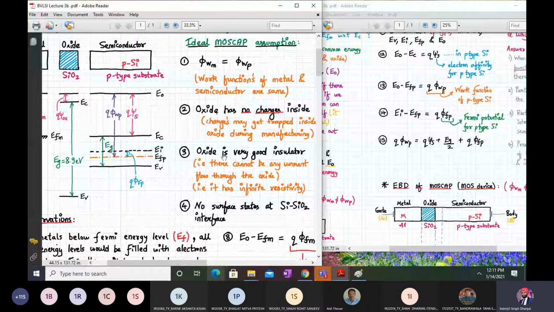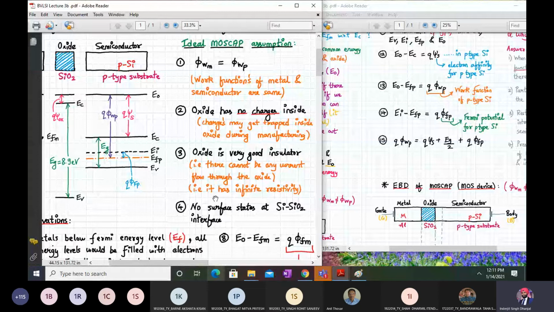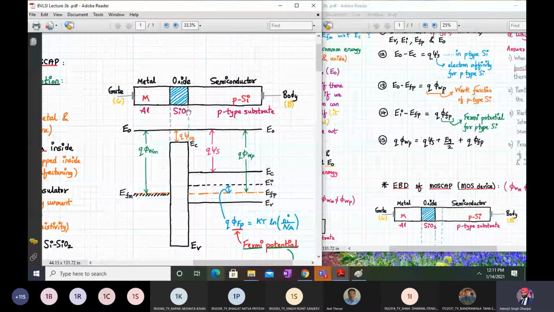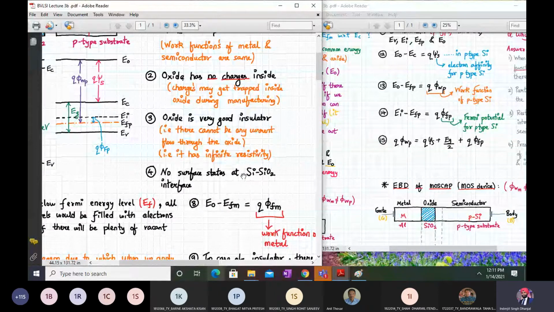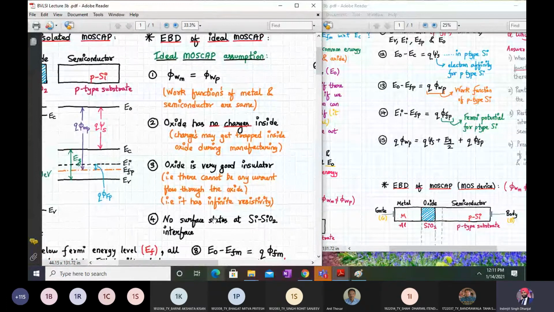Now, one more assumption for an ideal MOS cap is no surface states at the Si-SiO2 interface. So whenever we join them together, we have a Si-SiO2 interface, so there are no surface states present. Now, I will be talking about surface states a little later. It's a slightly complex topic and it will be a little beyond this lecture's contents. But right now we are assuming there are no surface states at the Si-SiO2 interface. So with these assumptions, we are going to draw the energy band diagram for an ideal MOS capacitor.